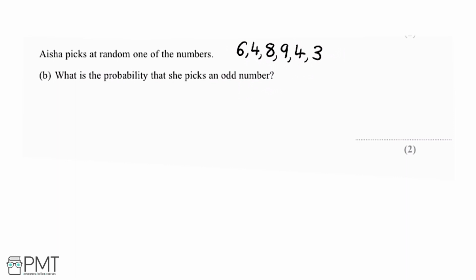So how many do we have in total? We've got 1, 2, 3, 4, 5, 6. So we've got in total 6 numbers. And how many of those are odd?